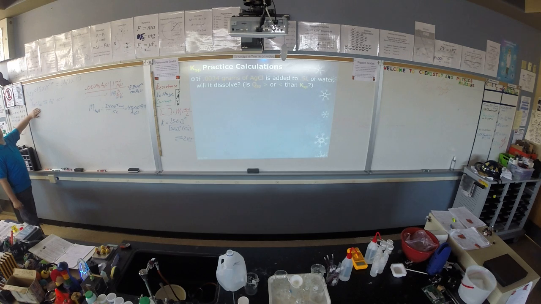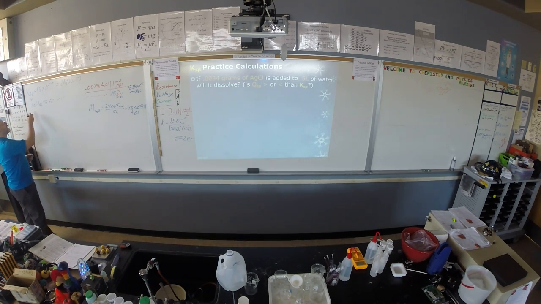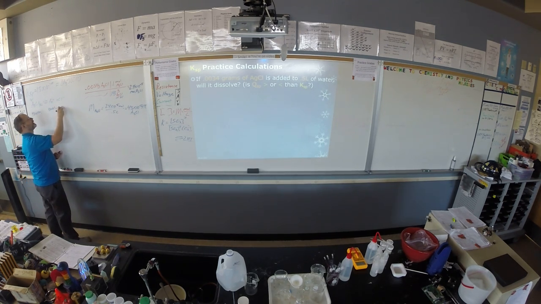For every silver chloride, you're going to get a silver and a chlorine. It's a 1-to-1-to-1 relationship. Which means if this is 4.8 times 10 to the negative 5 molar, then silver must be 4.8 times 10 to the minus 5 molar, and chlorine must be 4.8 times 10 to the minus 5 molar.